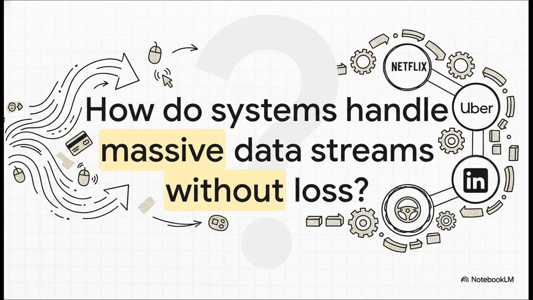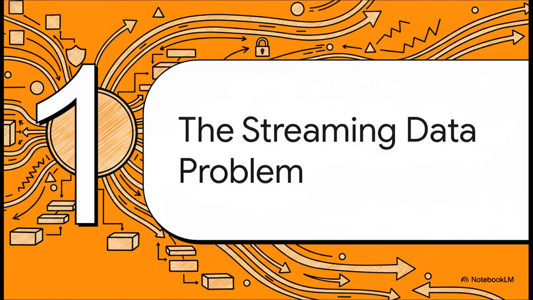I mean, how on earth do modern systems handle this constant massive fire hose of data? Every click, every order, every single update from millions of devices. How do they do it without just falling over, or even worse, losing a single message? And that question, that's it, right there. That's the core challenge that Kafka was born to solve. Let's just call it what it is, the streaming data problem.